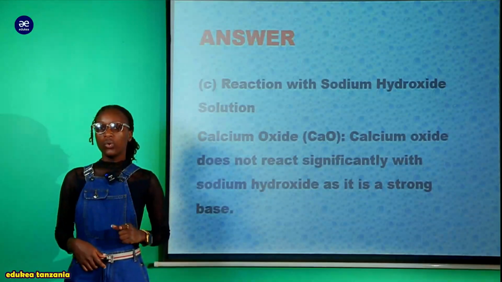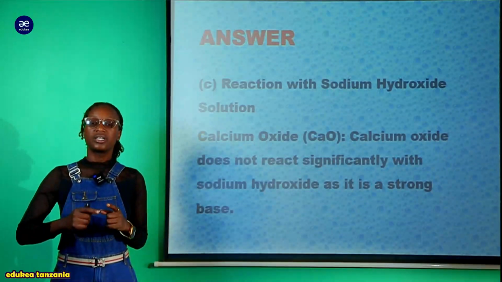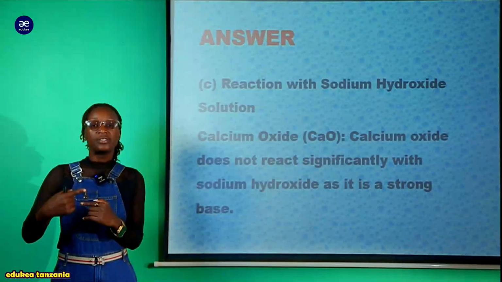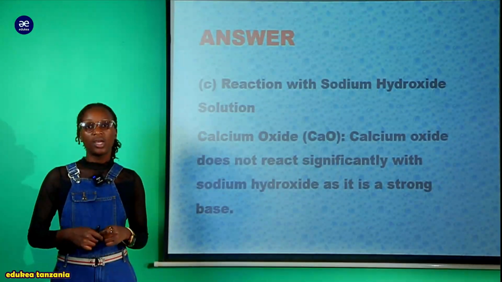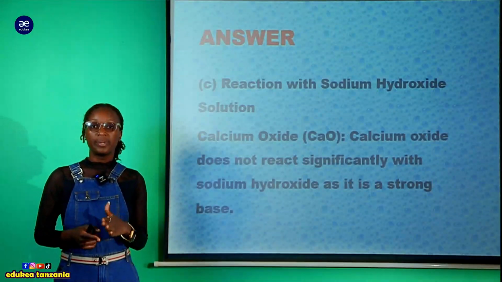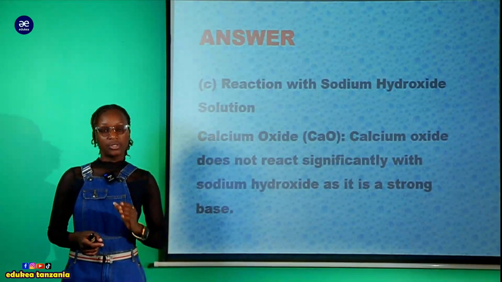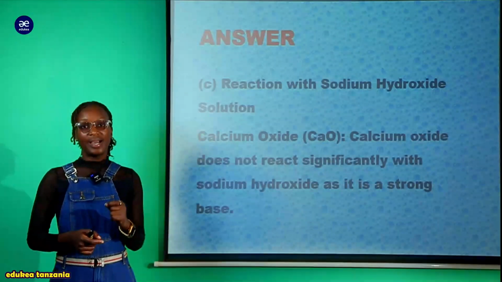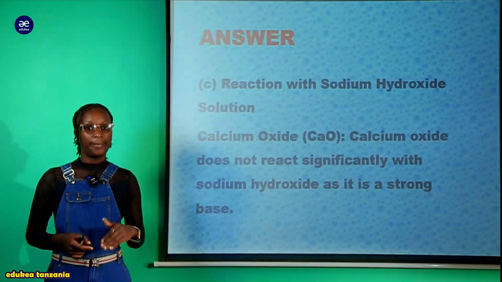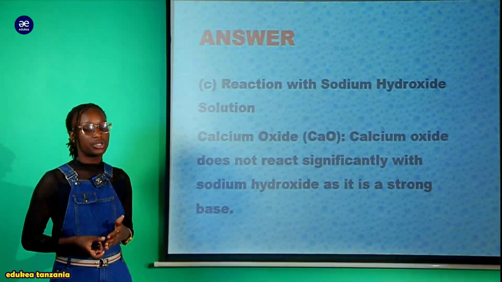I hope you have a concept of the reactivity of the metals, kwamba yule ambaye ni more reactive ana uwezo kumdisplace mwingine kwenye compound. Kwa hiyo yule ambaye not more reactive hawezi kumdisplace mwenzake. Kwa hiyo reaction haiwezi kutokea kwa sababu ya hiyo reactivity of the metals. So make sure unakuwa na hiyo concept kwa sababu inakuwa applicable mostly katika reaction kama hizi.